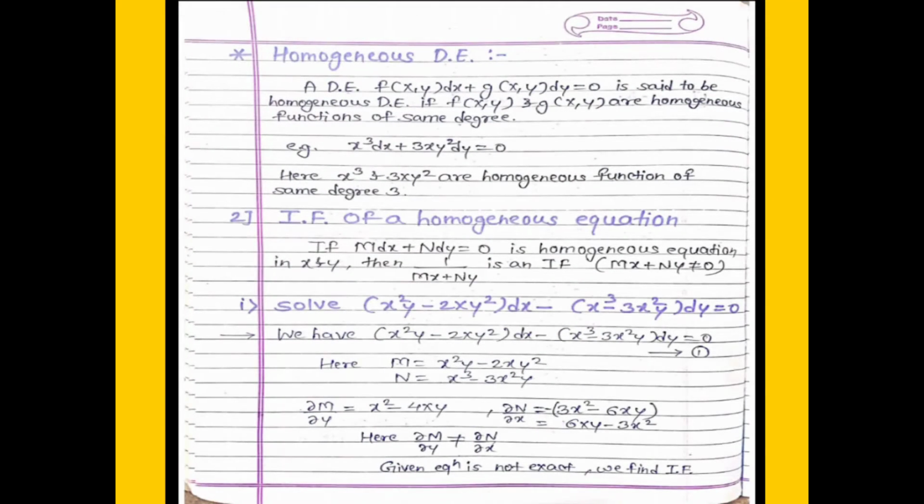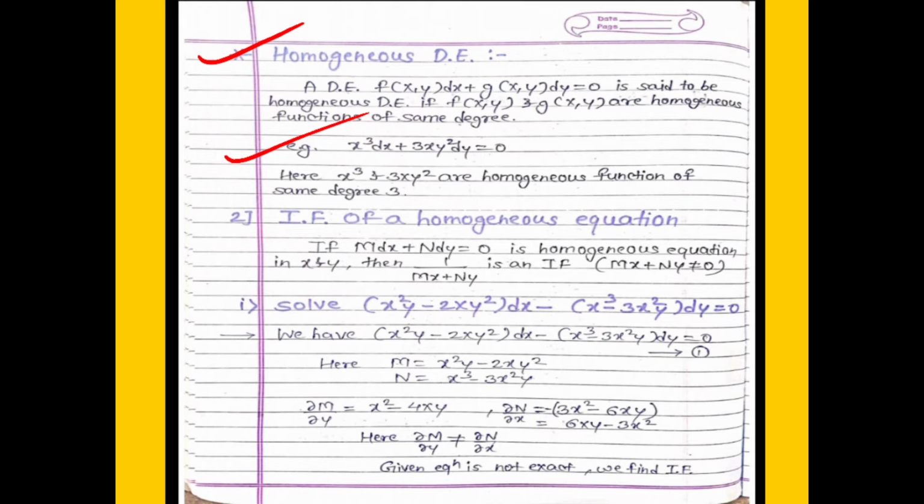Now coming towards the next topic, which is the second rule for finding the integrating factor. Before starting, we should know about homogeneous differential equations. A differential equation f of x comma y dx plus g of x comma y dy is equal to 0 is said to be a homogeneous differential equation if f of x comma y and g of x comma y are homogeneous functions of the same degree. If the equation has same degree functions, then the equation will be a homogeneous differential equation.